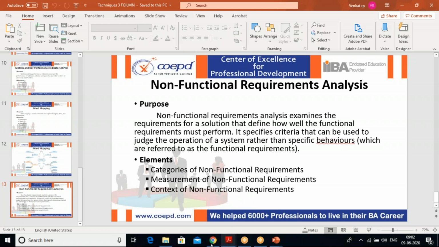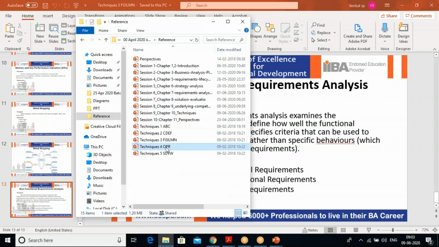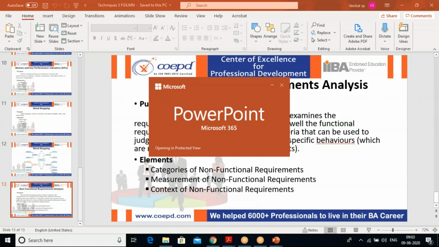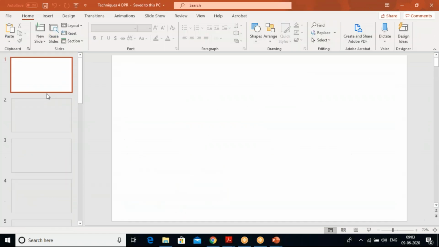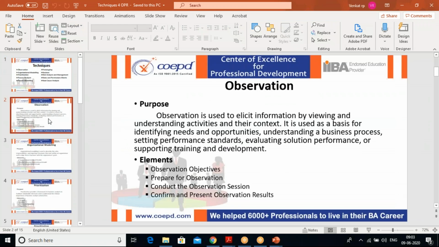Fine, and then we will go with observations. Now, observation means here we are going to elicit information by viewing and understanding the activities and their context. Here we have two types of observation, passive observation and active observation. In passive observation, we do not disturb the other person. We quietly observe and note down our notes, and later on we can ask them questions.